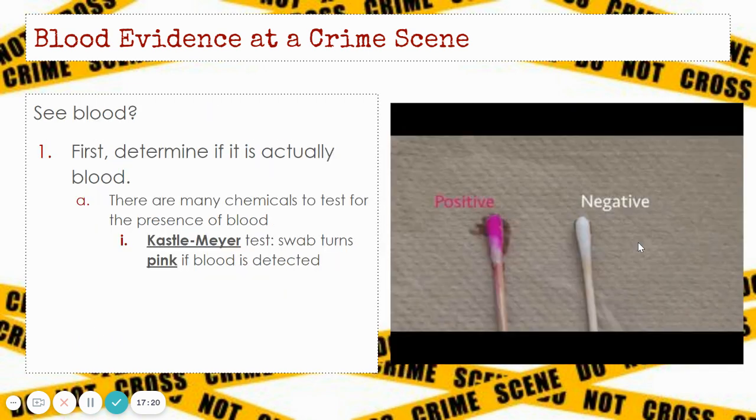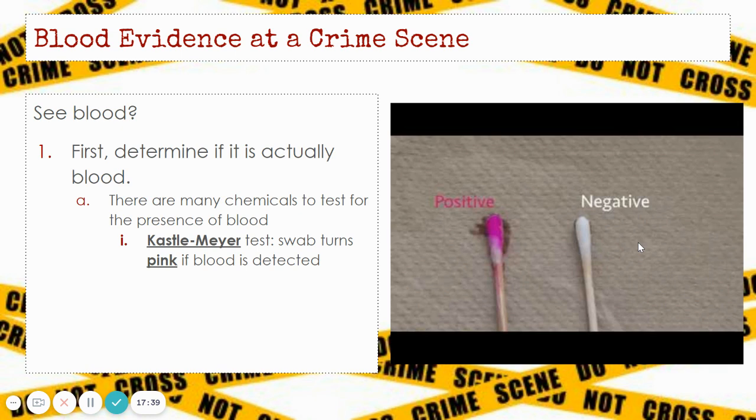Next, if we do see blood, we can't just automatically collect it and test for blood type. First, we need to determine if it's actually blood, right? There are ways to make fake blood. Think about like Halloween costumes that have fake blood. We need to make sure it's actually blood so we don't waste resources.